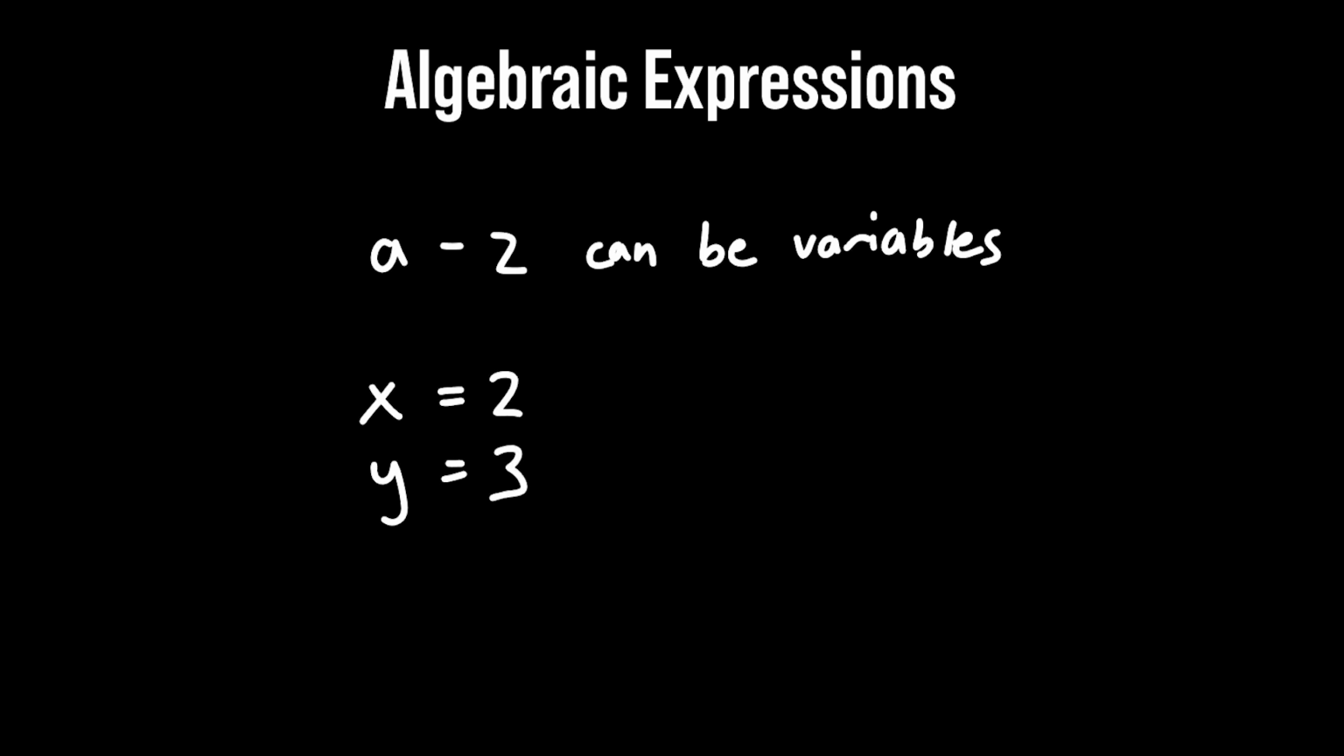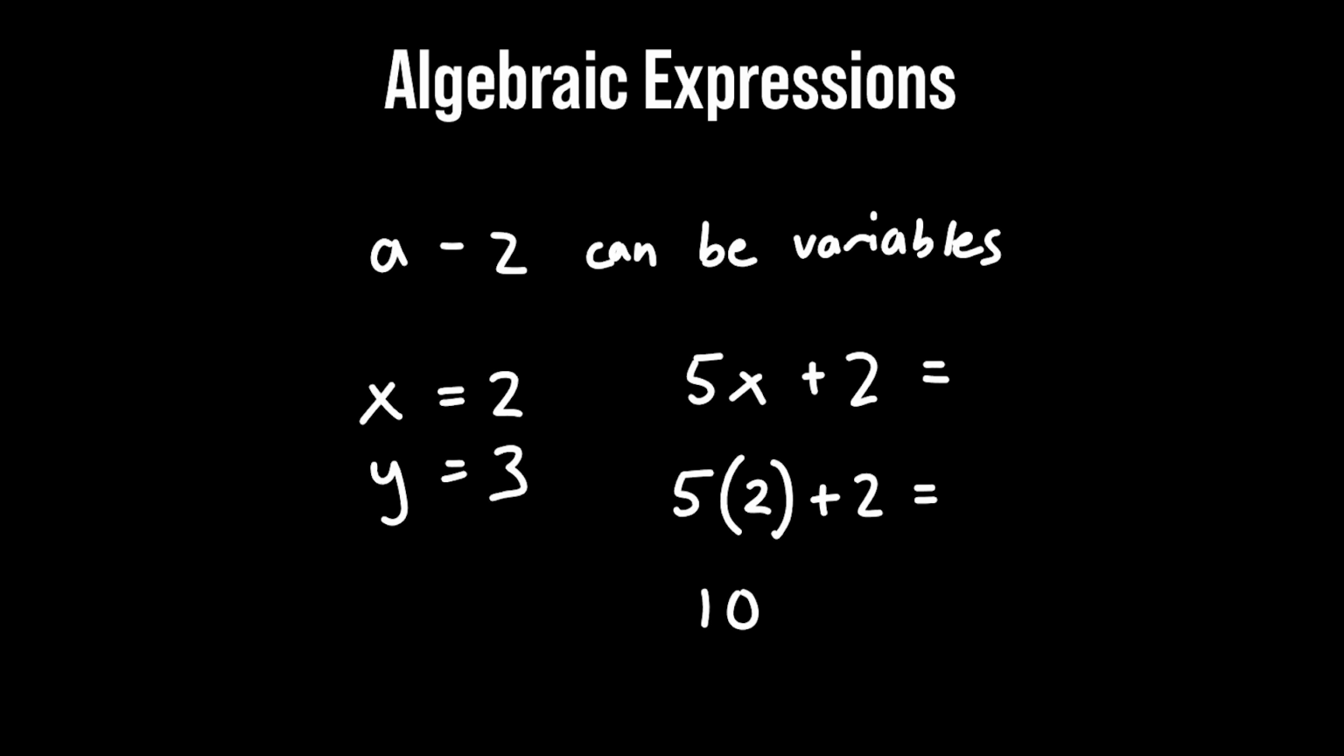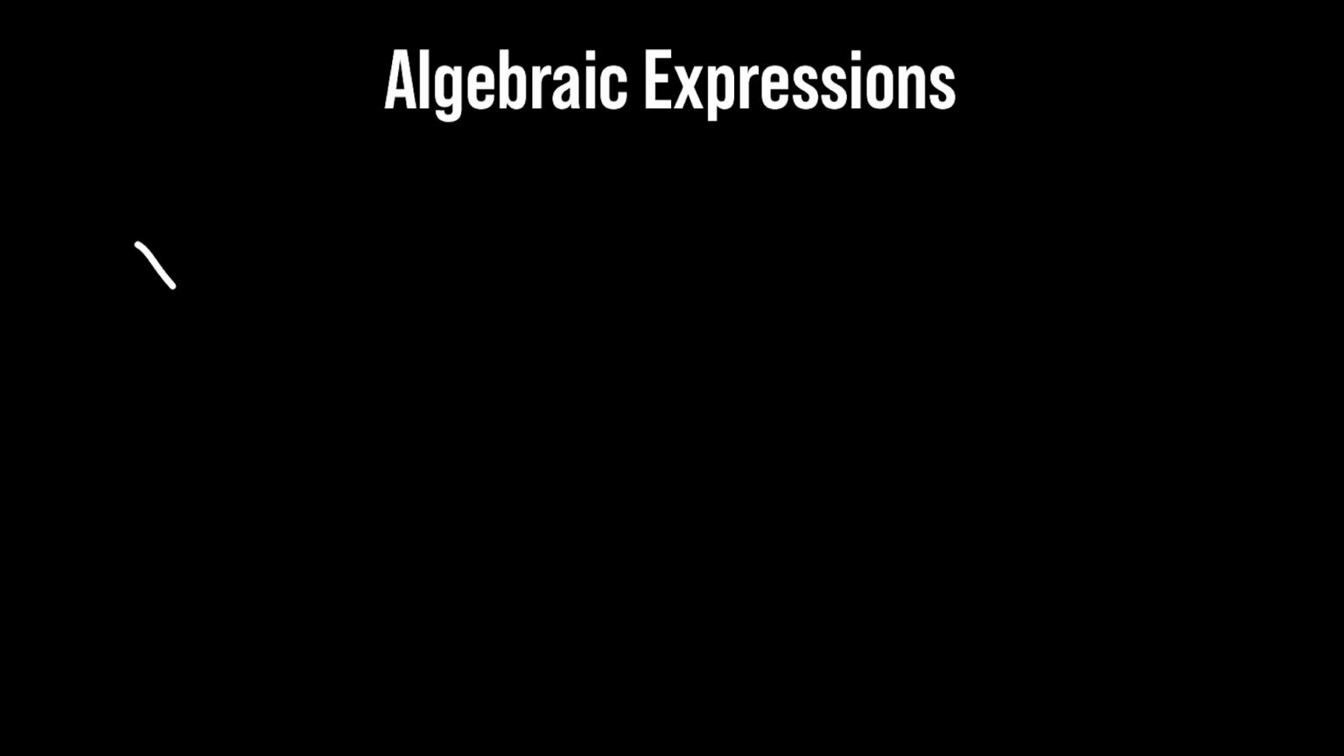And let's say that our equation is 5x plus 2. What does this equal? Well, we assigned the variable x to the value of 2. So we know that x is equal to 2. So we can rewrite this equation as, instead of 5x or 5 times x, it's 5 times (2). And I'm using the parentheses to make this more clear. So we know 5 times 2 is 10, and plus 2 is equal to 12. That's our answer.